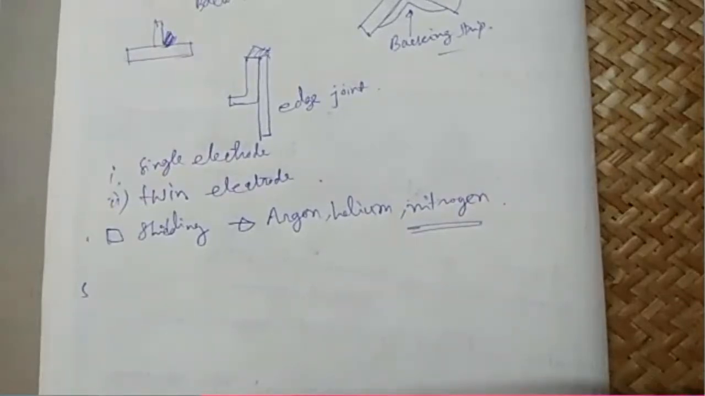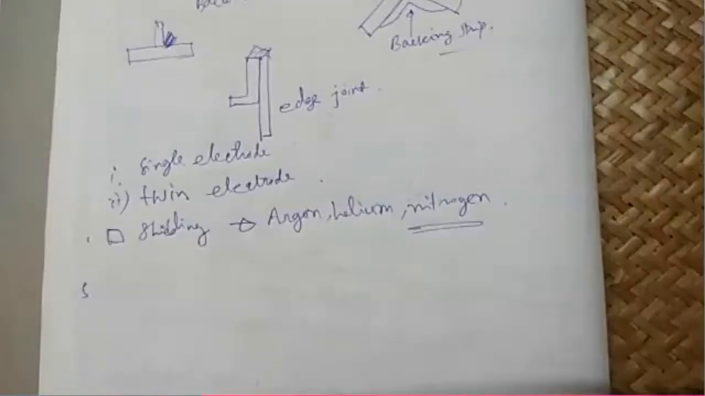Sir, can you please explain which category the single electrode and twin electrode fall in? It depends on the job. When you require less heat, a single electrode is enough. When you require more heat, you need to throw more electrons onto the workpiece, and then you use multiple electrodes, so twin carbon arc welding can be used.